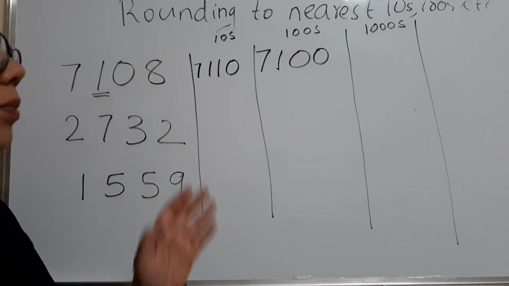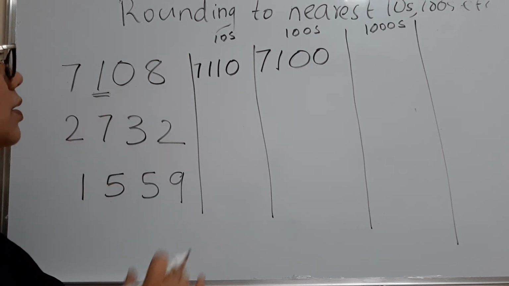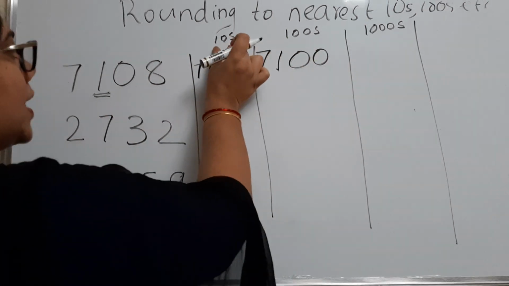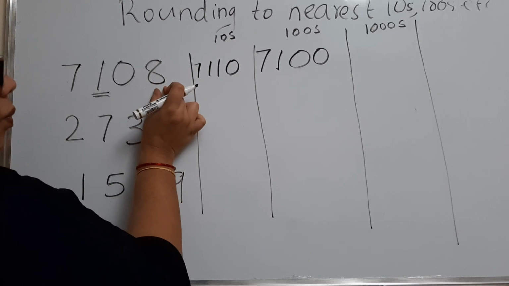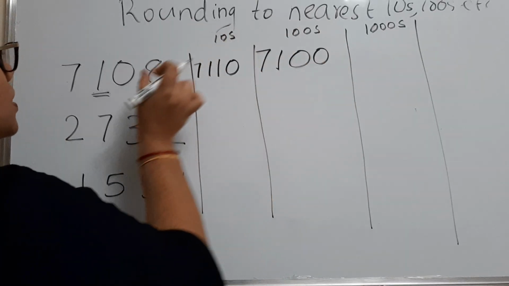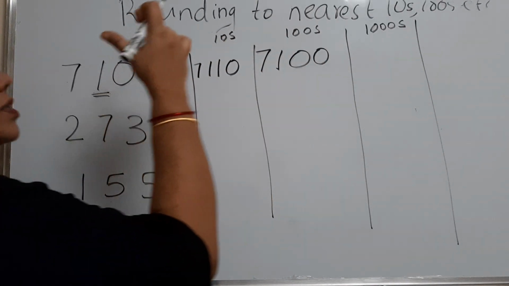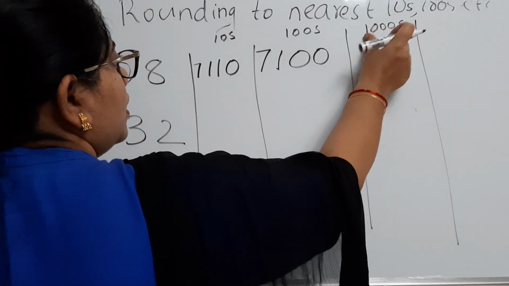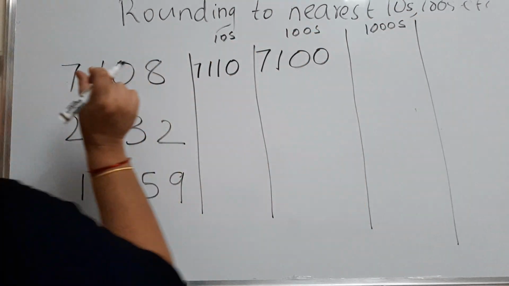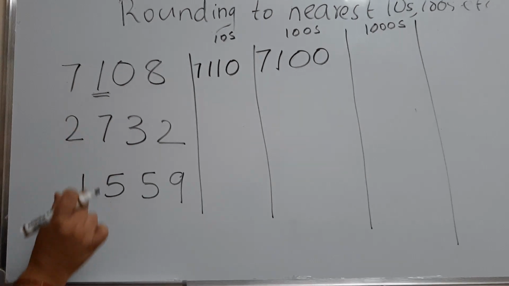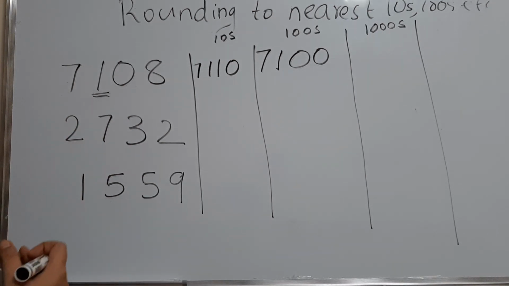Now rounding to the nearest thousands means you want to check the hundreds place. I have not taught you before, but this is easy. Why? Because tens means you check the ones place, nearest hundreds means you check the tens place. So for the nearest thousands you check the hundreds place. It will go on like that.